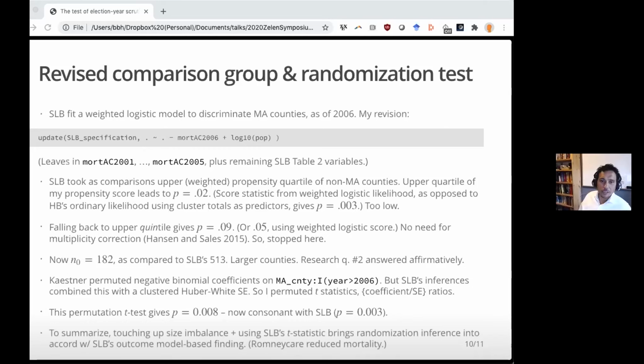Okay, so to summarize, touching up the size imbalance and using a test statistic for this test closer to what SLB has done brings the randomization inference perspective on this more into line with the perspective they had taken.